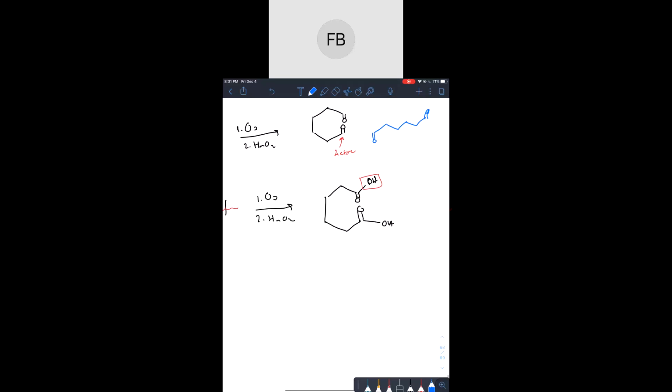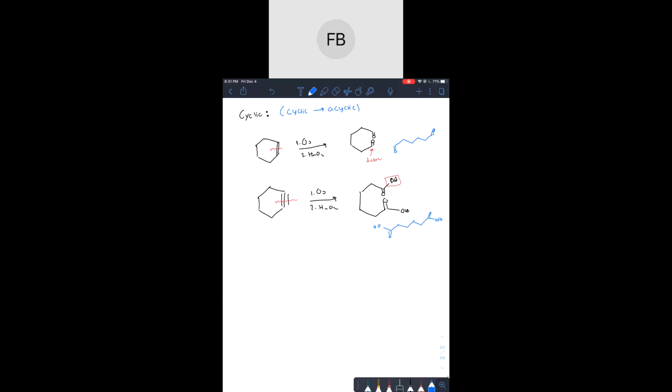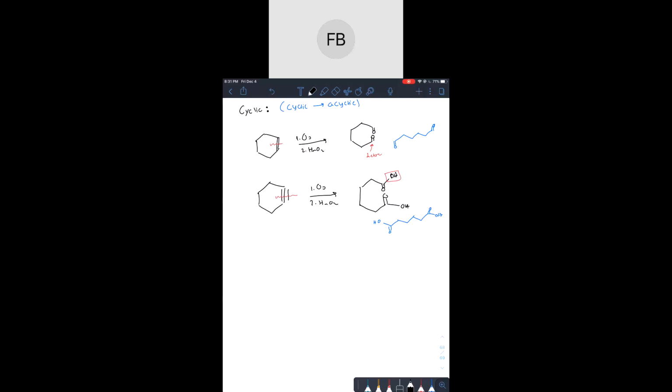Now, this one is the same thing, just the 6 carbons and double bonded oxygen, double bonded oxygen. Just make sure you add your OH here because we had started out with a triple bond. All right, that's it. Now, let's talk about acyclic ozonolysis. In acyclic ozonolysis, what happens is that you're going to go from acyclic to 2 products.